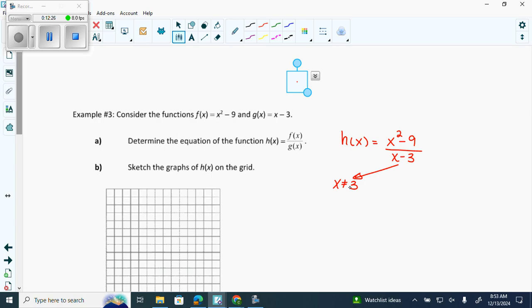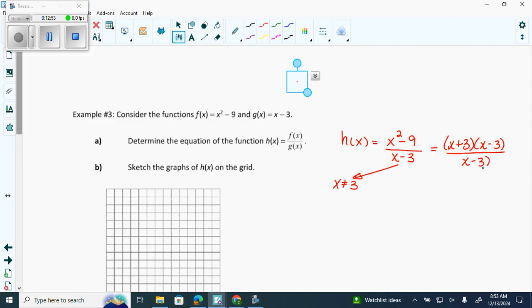The top is the difference of squares. True statement. So let's factor it out. If it doesn't cancel, it's a vertical asymptote. If it does cancel, it's a point of discontinuity. If you have a squared anywhere in your question, you should factor that. The square root of x squared is x, square root of 9 is 3, and there's a difference sign. So I'm going to get x plus 3, x minus 3 in the numerator, and then x minus 3 in the denominator.